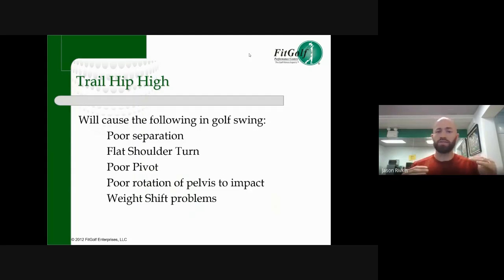There's a huge correlation between a pelvic asymmetry or a trail hip high, which correlates to back pain. If you guys can help your students fix this and eliminate back pain, it means they're going to golf better and they're going to play more, right? So again, we just want to give you some tools to understand this and learn how to address this with your students.